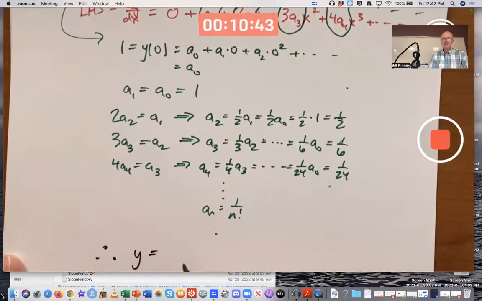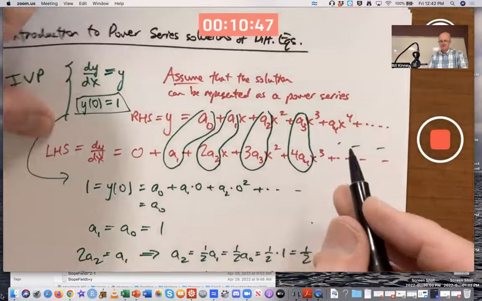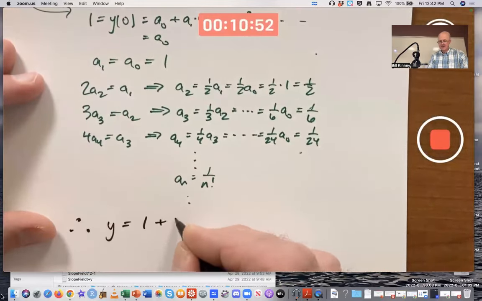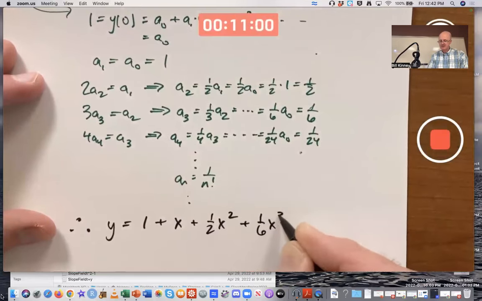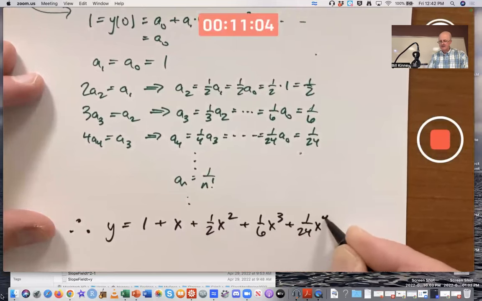y equals, going back up here and replacing all the numbers in place of the coefficients: a0 is 1, a1 is 1, so I get 1 times x. a2 is 1/2, that gets multiplied by x squared. a3 is 1/6, that gets multiplied by x cubed. a4 is 1/24, that gets multiplied by x to the 4th, etc.